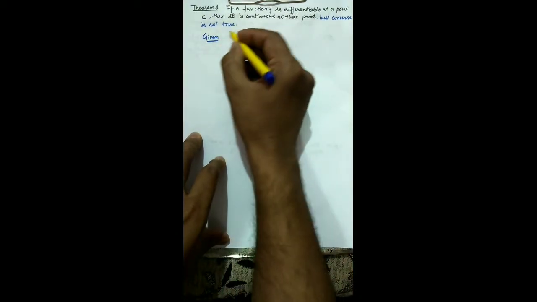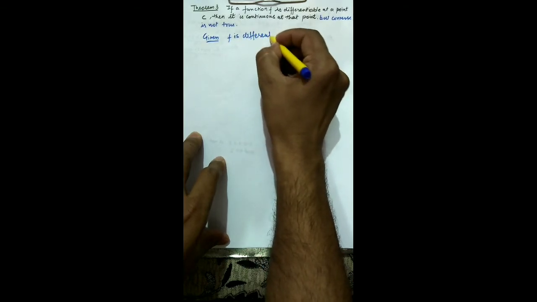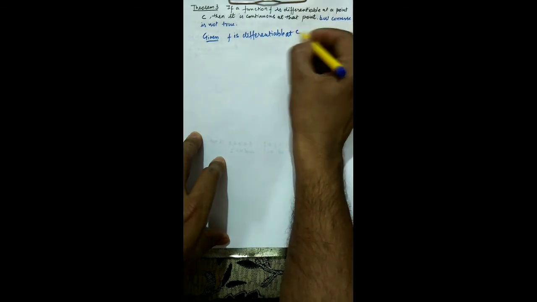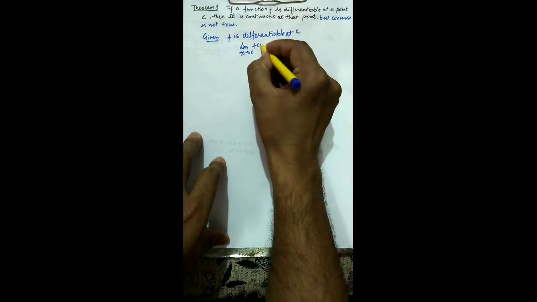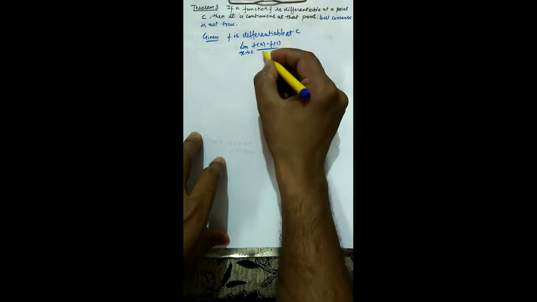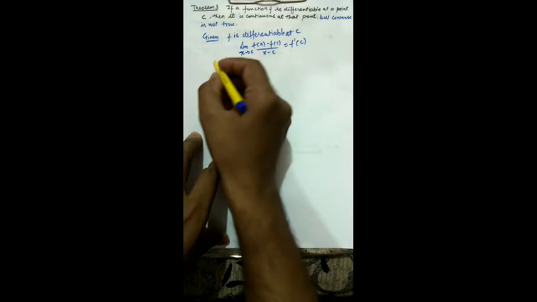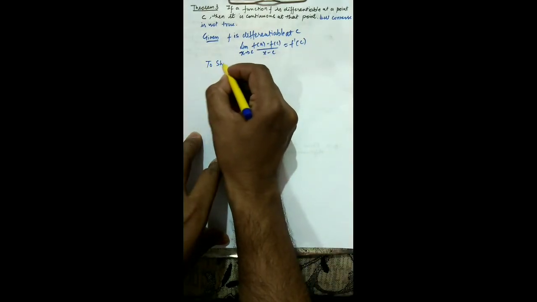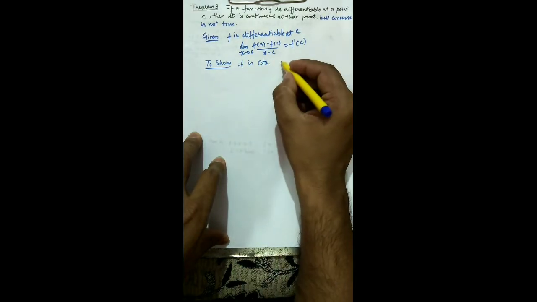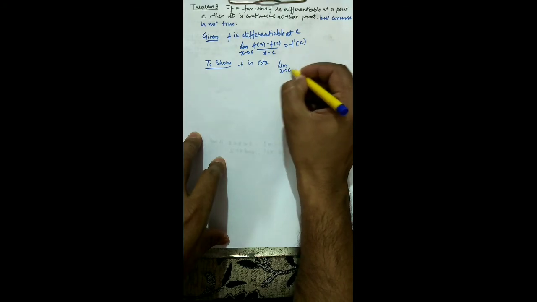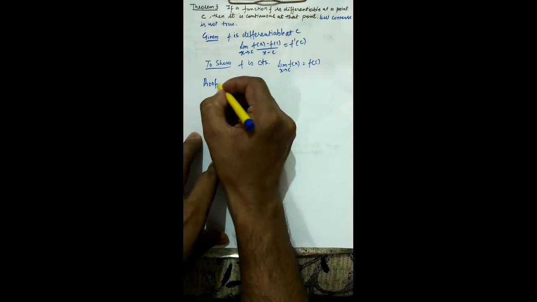What is given to us? Given is f is differentiable at c. It means that limit x tends to c, f(x) minus f(c) upon x minus c, is equal to f dash c. So this is given to us, and we have to show that f is continuous. So it means that we have to show that limit x tends to c, f(x) is equal to f(c). So we can give the proof.